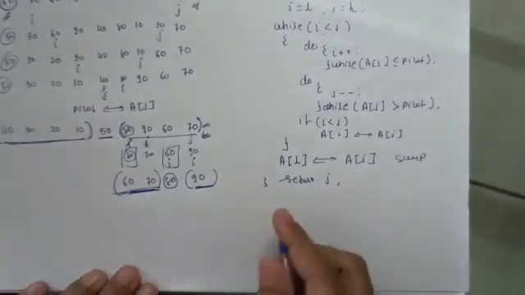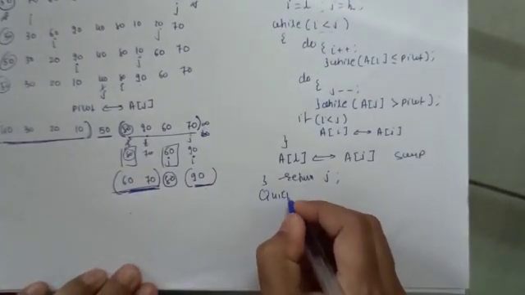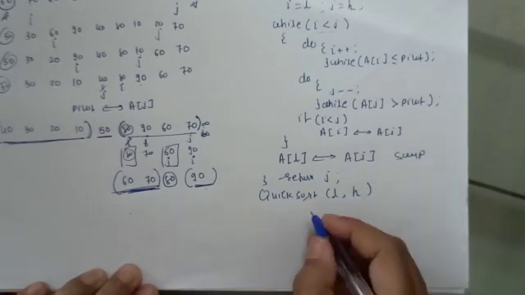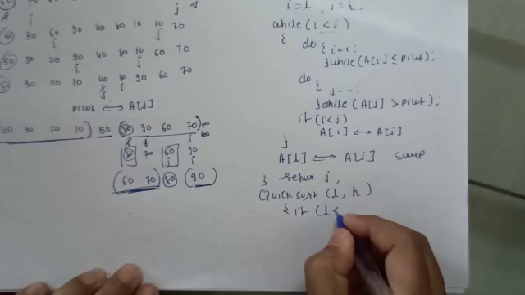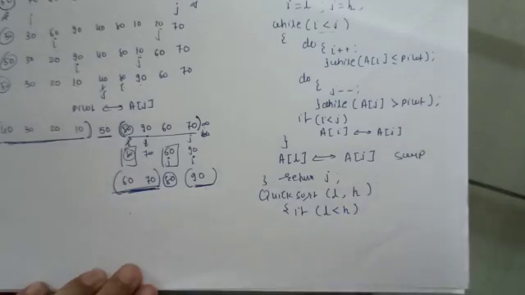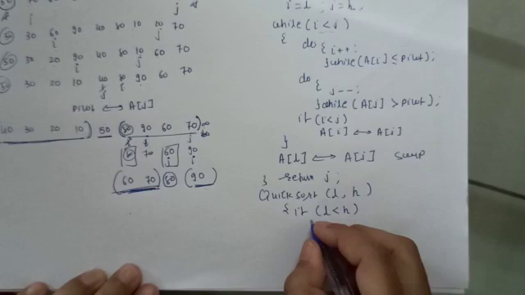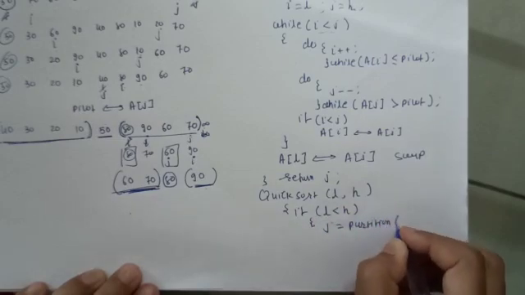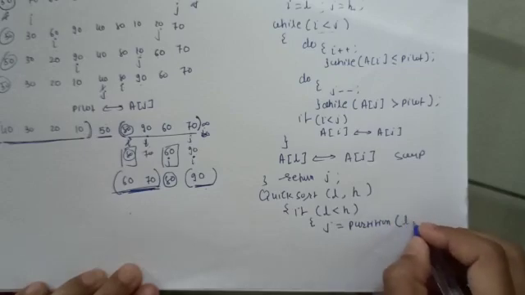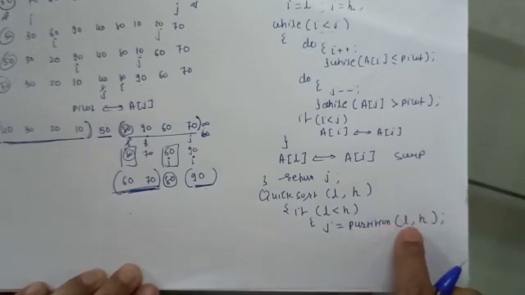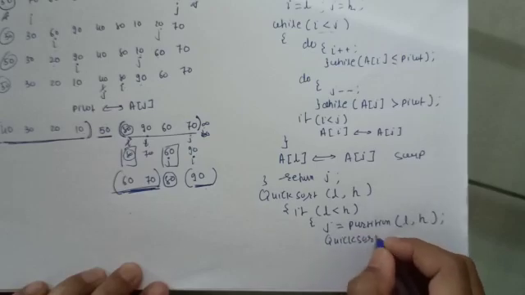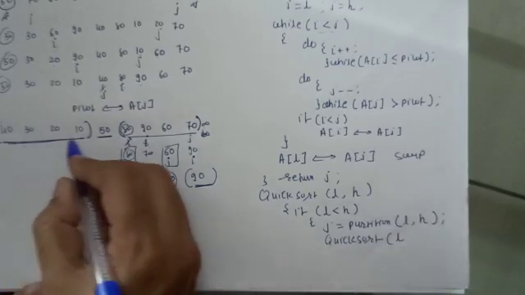Now the algorithm of quick sort. Quick sort takes lower bound and higher bound, and if lower bound is less than higher bound, that means we need at least two elements. J is equal to partitioning, so J is nothing but the partitioning point. We will call this partitioning procedure from lower bound L to higher bound H. And then we will call quick sort again from L to J.